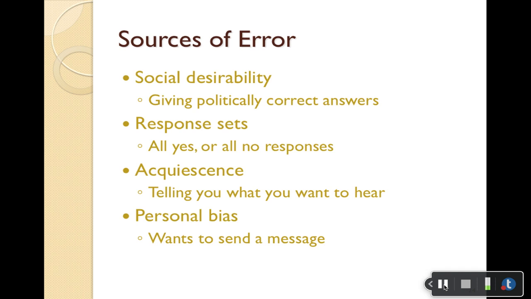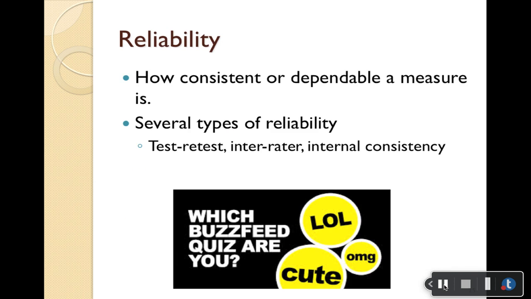So we know that there's error in our measurement. We know that our measurements are imperfect because again, we're trying to measure these things that we're not able to see in real life. So we do have a couple tools though that help us out in terms of determining which measures are better than others.